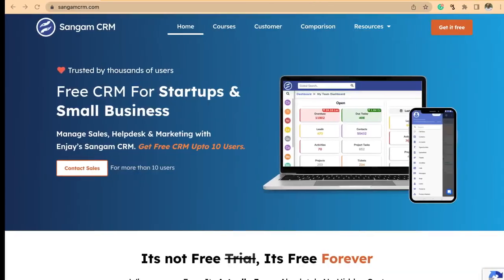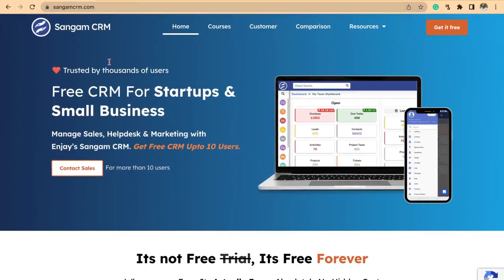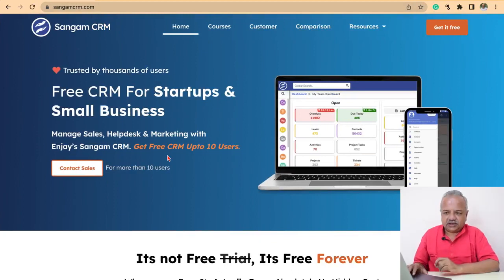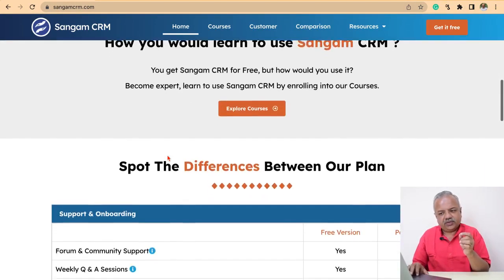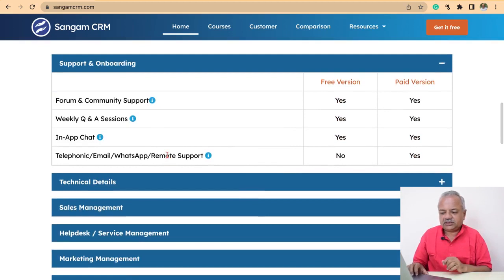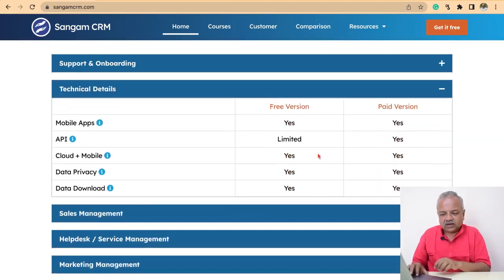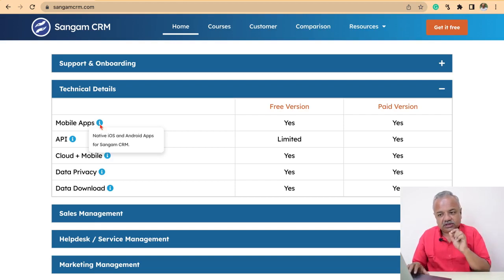Now, only when you have understood it very clearly can you explain it to the customer. What is the method to understand? Go to sangamcrm.com, scroll down the homepage. As you go below, everything is given there. You will find a complete comparison: what is in the paid version, what is in the free version. Beside every row, there is a small i mark which gives the information. From there, please understand what is included in paid and free.